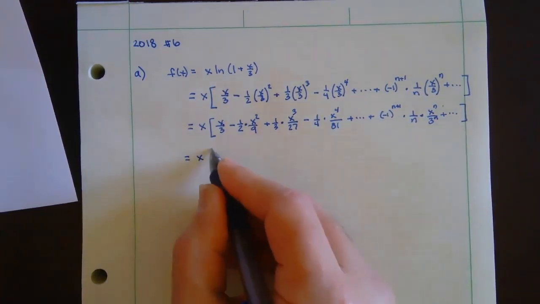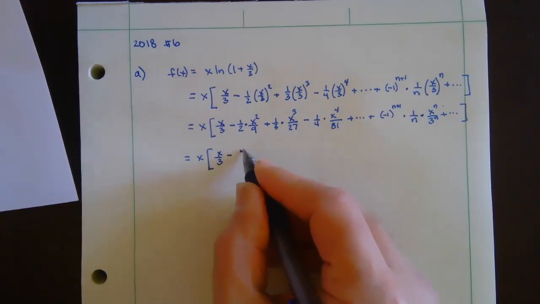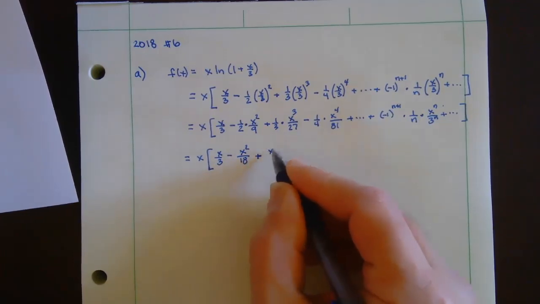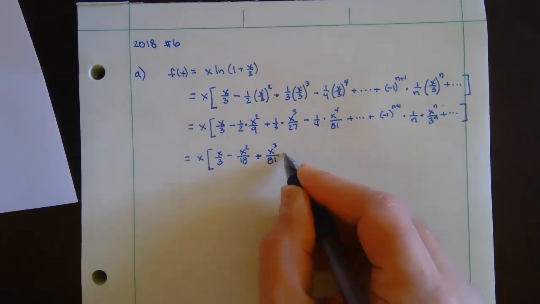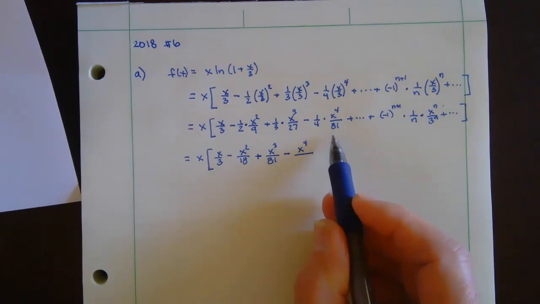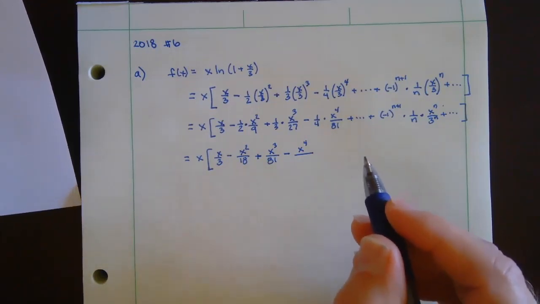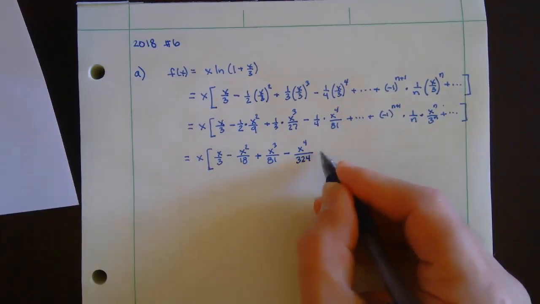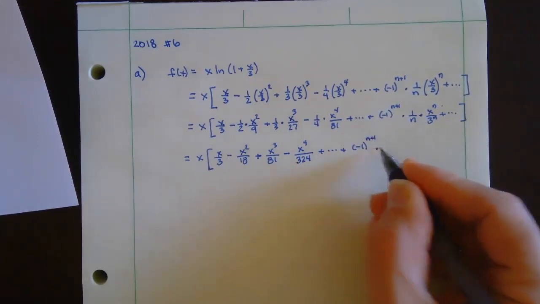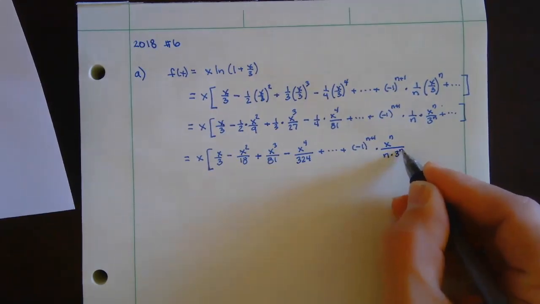Okay, so this is x times, and this would be x over 3 minus x squared over 18, plus x cubed over 81, and then minus x to the 4th over 4 times 81, that'd be 324, plus dot dot dot plus negative 1 to the n plus 1 times x to the n over n times 3 to the n plus dot dot dot.